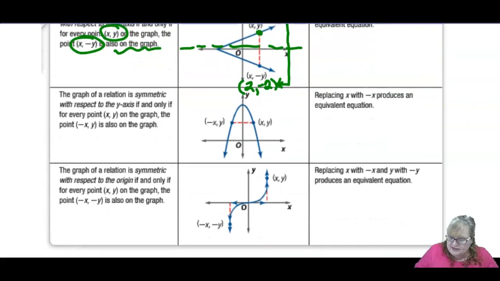When it has y-axis symmetry, think about this. This one folds along the y. So if this had been the point, we'll say 2, 4, then we could also go left 2 and up 4, and we'd find a point. It has to match when the x changes on opposite sides of the y-axis. That's when it has y-axis symmetry. So what you do to check is replace x with the opposite of x, and it will result in an equivalent expression.